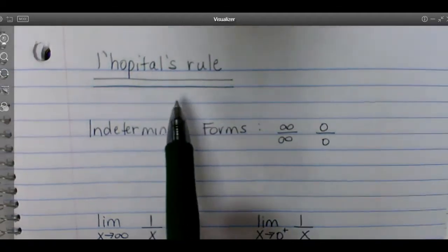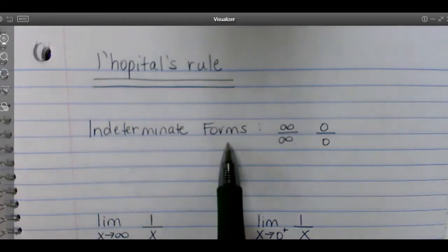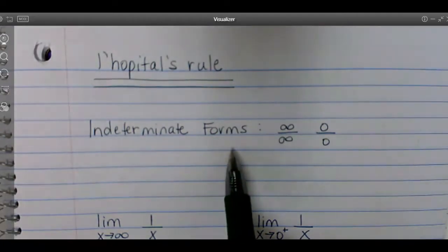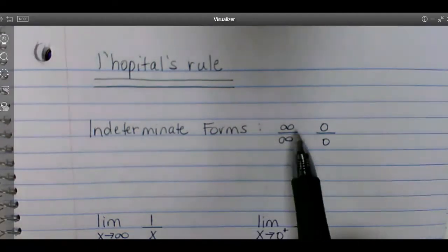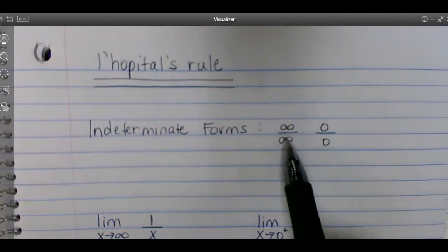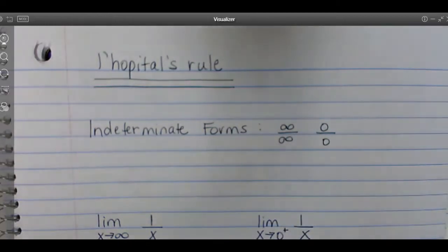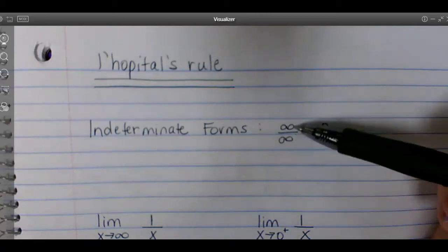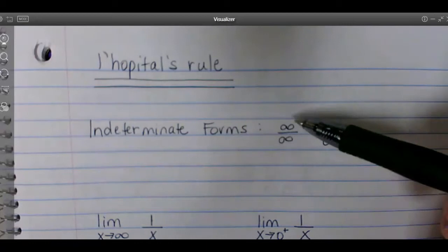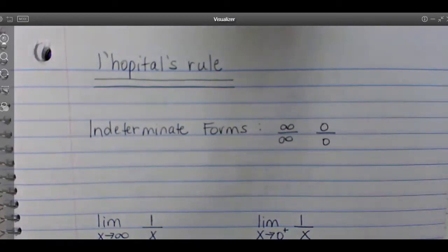So L'Hopital's rule applies when we have something called an indeterminate form. Whenever you plug in the value that you're approaching, if you get a form that looks like infinity over infinity or 0 over 0, or any combination like negative infinity over infinity, these are called indeterminate forms because this does not equal 1, this does not equal 0. These are indeterminate because we don't know what they equal. They could equal many different things depending on the values that you're approaching.